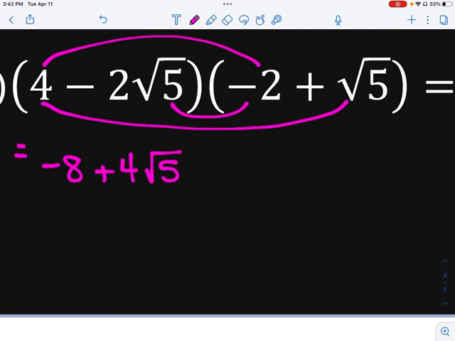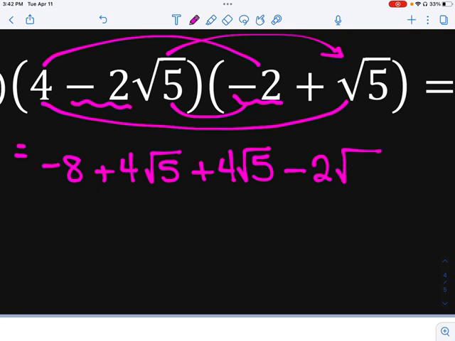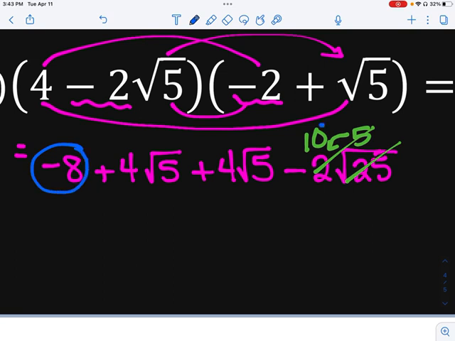Then I have the inside multiplying, so I go negative 2 times negative 2, that's going to get me a positive 4. Square root of 5 times nothing there, so it's going to just give me square root of 5. Then I multiply the last here, so that would give me negative 2 square root of 25, because 5 times 5 are both on the inside. The next thing I do is I look to simplify. So I look over here, square root of 25 turns into a 5, so that would multiply, and that would get me minus 10.